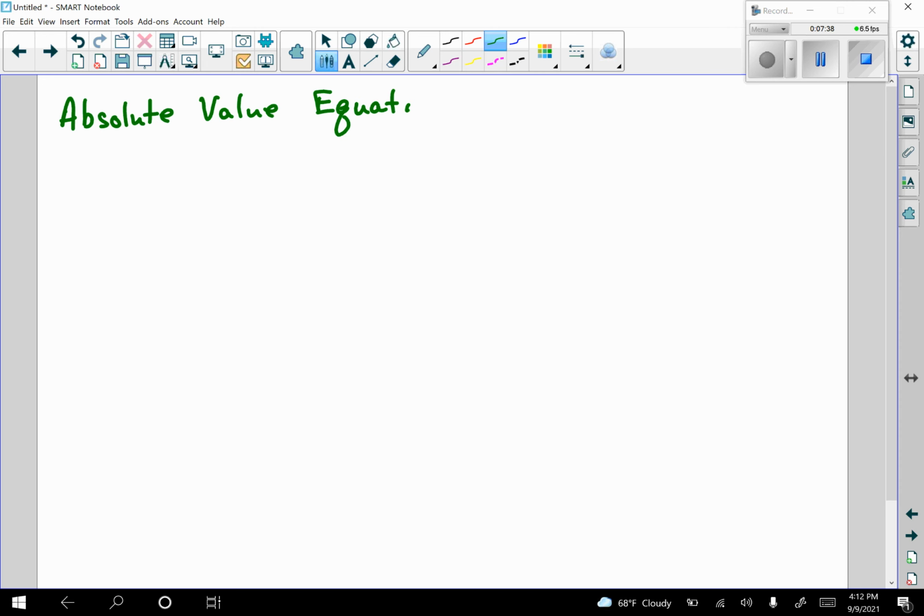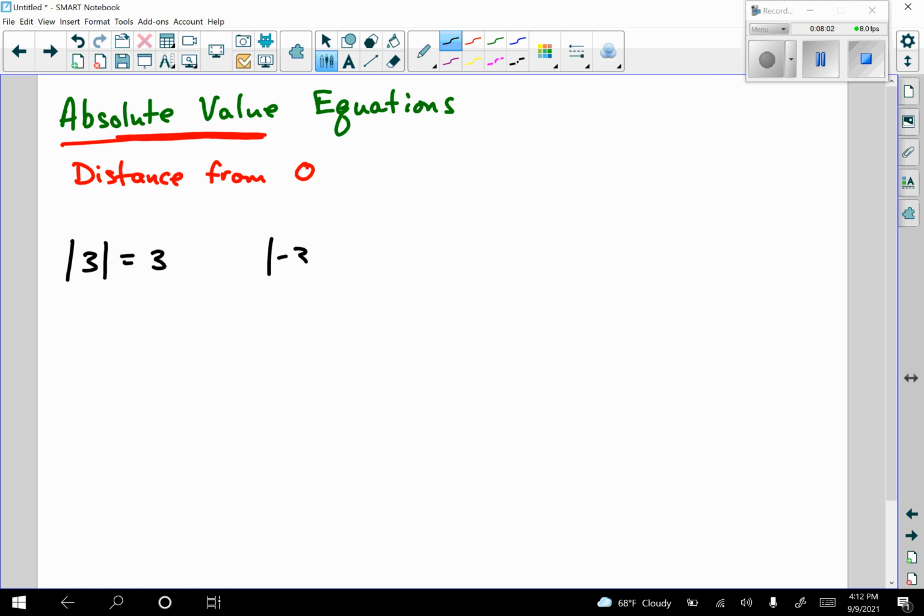And I'm going to start very basic. With absolute value, this means distance from 0. Now the symbols for absolute value, if you remember, look something like this. So the absolute value of 3 is just asking you how far away from 0 is 3, and that's 3 units. Absolute value of negative 3, how far away from 0 is negative 3? Well, that's 3 units. Absolute value can even be 0, because the absolute value of 0 is just 0.